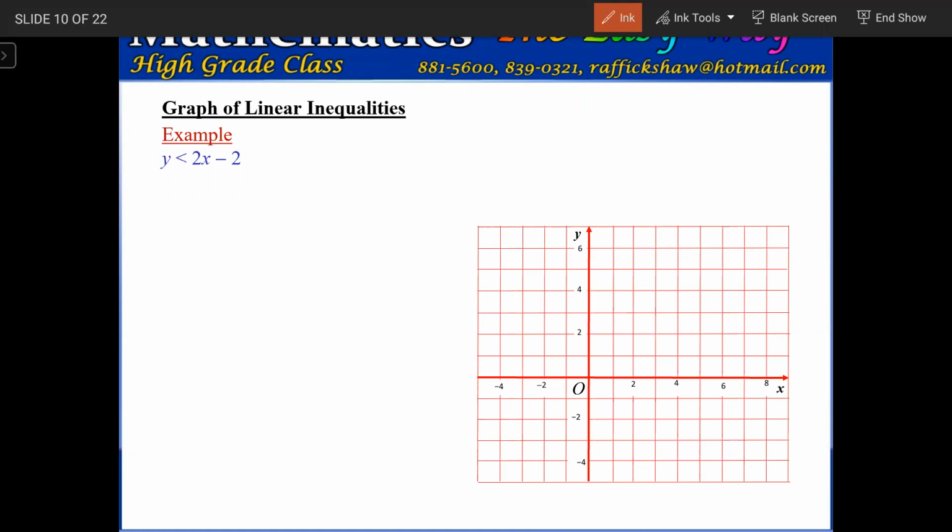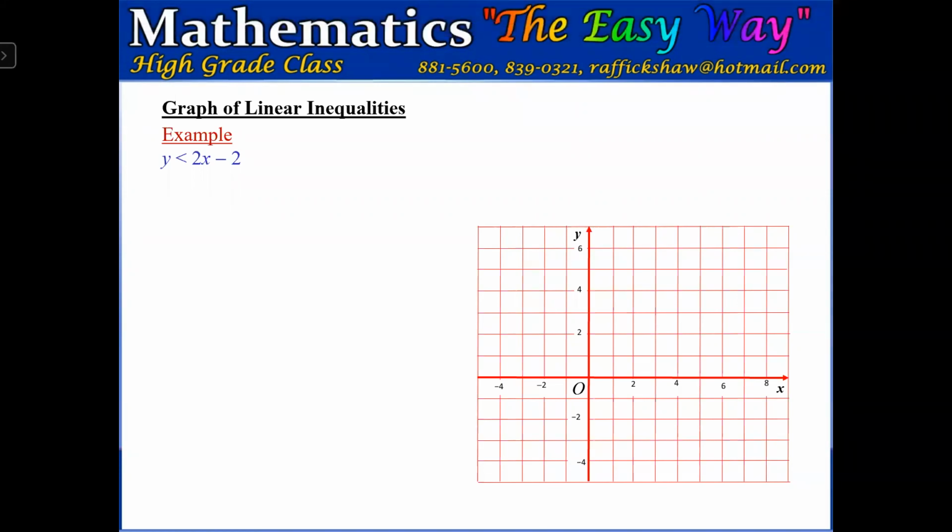So let's go again. The y on the left side is positive, so less than means I want below the line. The equal is not there, so I don't want the line. So I'm going to show that I don't want the line by drawing a broken line. The line that I'm drawing is the one that is associated with this inequality. The line associated with this inequality is the line y equals 2x minus 2. But I'm going to draw it broken because I don't want the line. Then I'm going to shade the region below the line. So let's go now. How do you draw the line y equals 2x minus 2? You have two ways to draw it.